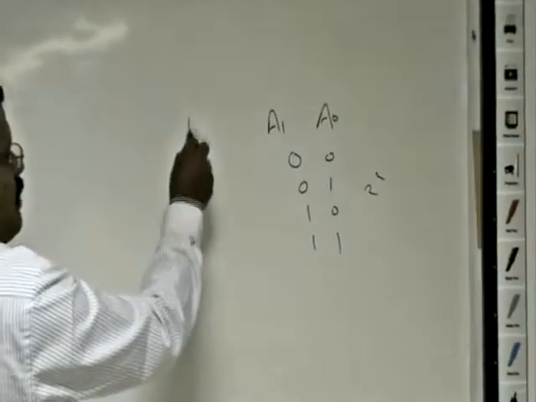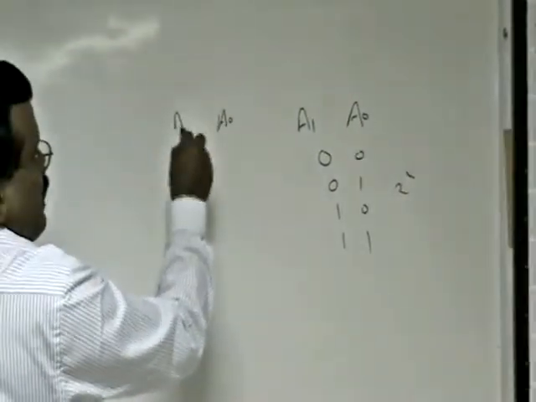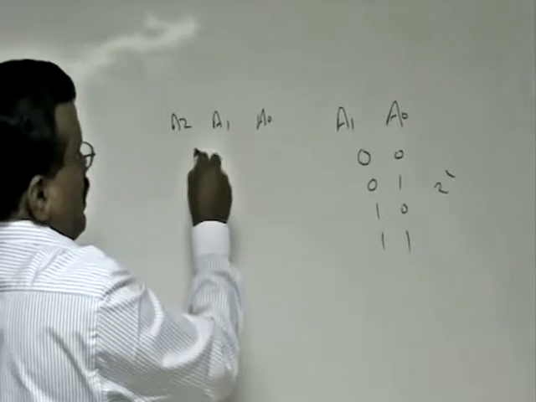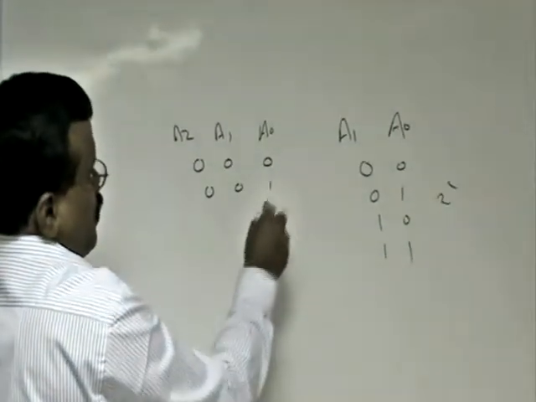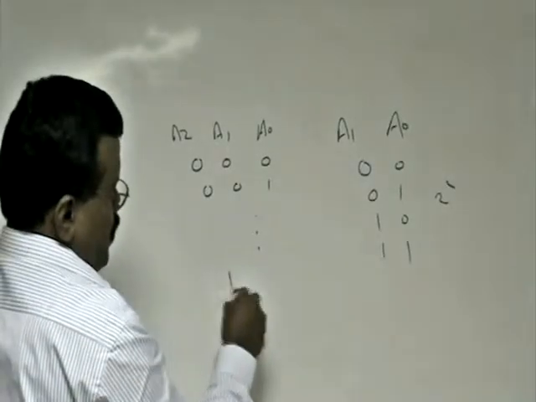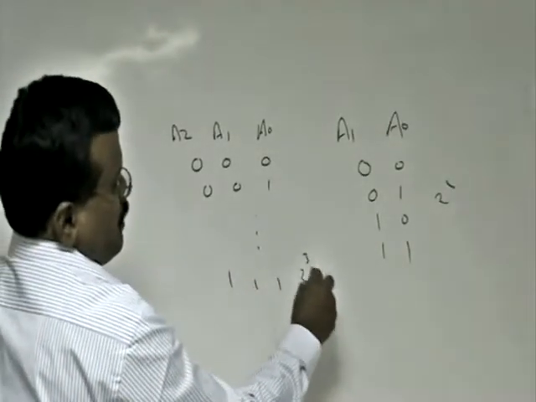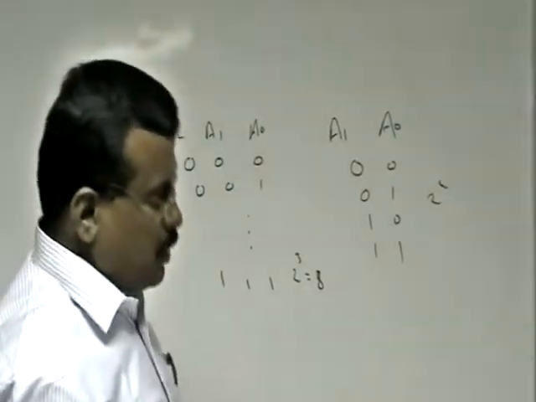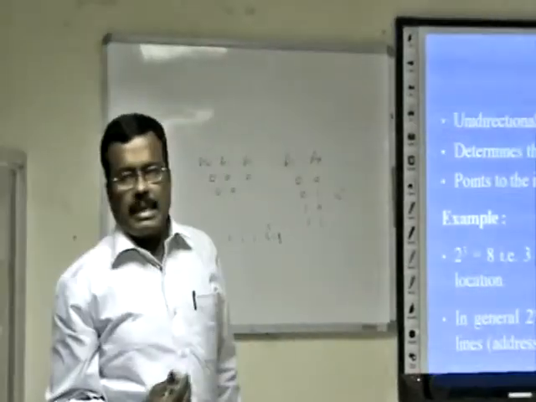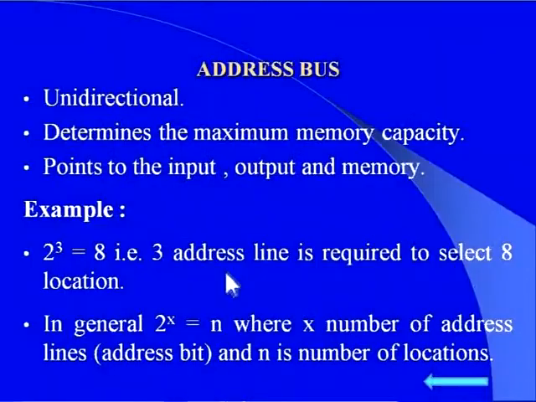If a microprocessor has three address lines, A0, A1, A2, then the three lines may be 000, 001, up to 111. That is, the number of combinations is 8. That is, 2 to the power of 3 is 8. So if the number of address lines is increased, the addressable locations also increase.